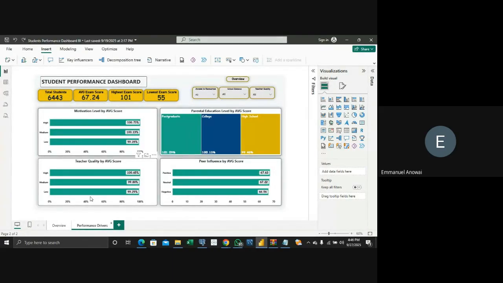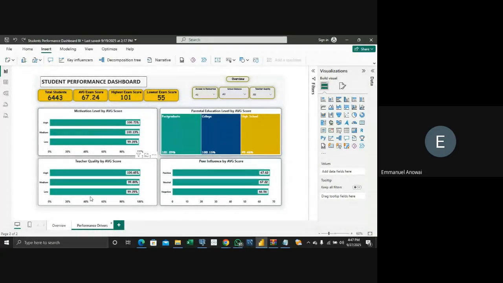Then we have teacher quality by average score. We have those teachers with high quality scoring 100.65. This indicates that the quality of a teacher affects the score of students during exams. And then we have the peer influence by average score. Those with positive peer influence have 67.63 as the average score, which is greater than others at the neutral and negative scale.